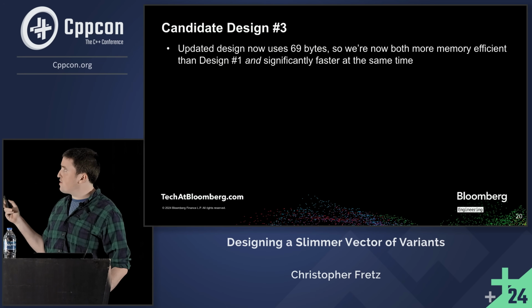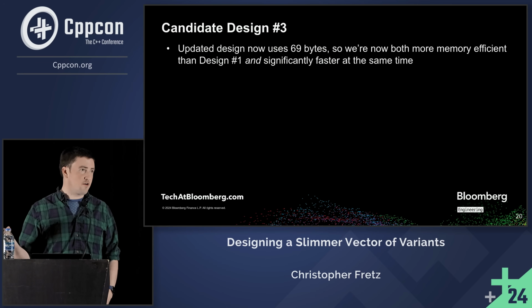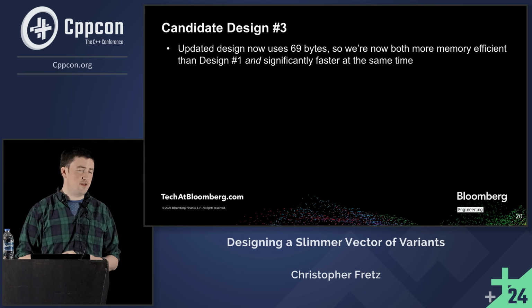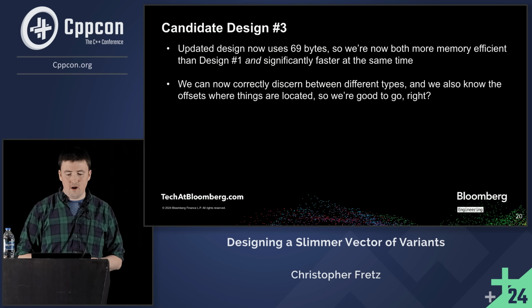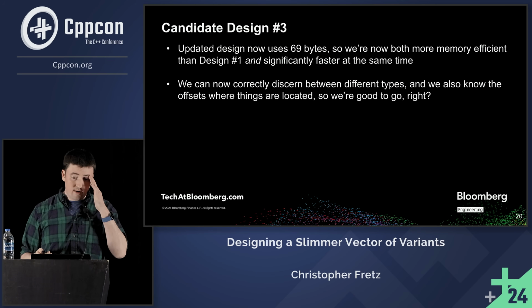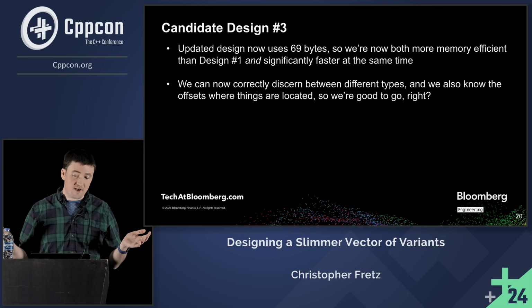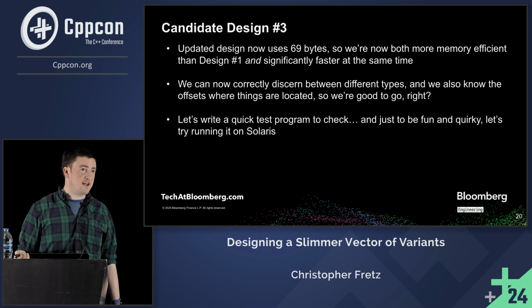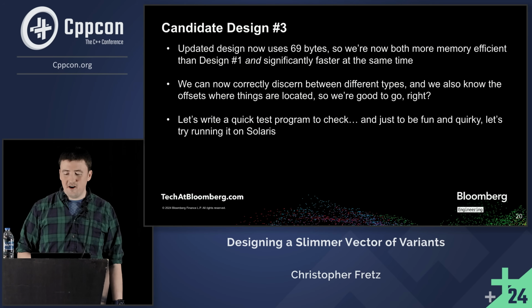But yeah, so this is better memory performance and better overall performance because we're no longer allocating. We can still have the amortized growth that we expect out of vector. And so yeah, we can now correctly discern between types and offsets. And so we're good to go, right? Well, we can start writing tests and figure out if we're good to go.